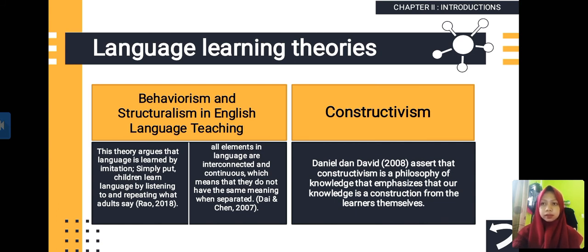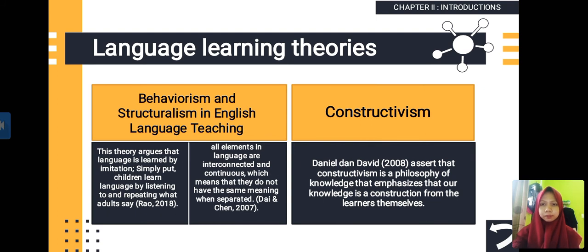About behaviorism, this theory argues that language is learned by imitation. It means children learn language by listening to and repeating what the adults say. While structuralism, according to Dai and Chen in 2007, is that all elements in language are interconnected and continuous, which means that they do not have the same meaning when separated. It means all elements in the language have to work together to form a meaning. If separated, they won't have the same meaning.